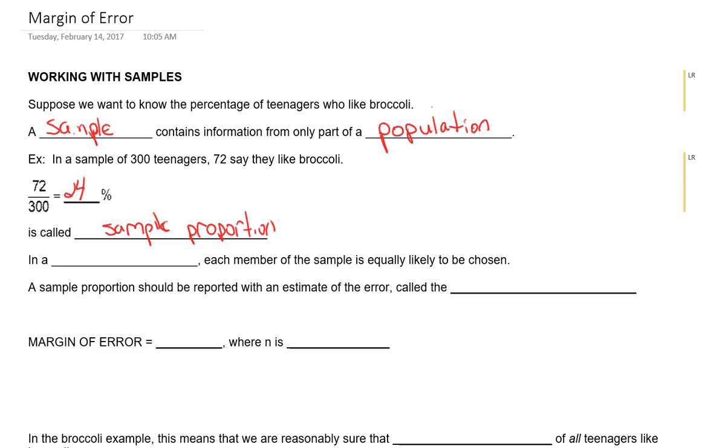Now, in a random sample, we're taking a simple random sample, so we call that an SRS. Simple random sample. Each member of the sample is equally likely to be chosen. And that's the best kind of sample, a simple random sample where everybody has an equally likely chance to be chosen. Whenever you're reporting a sample proportion, like that 24% up there, we should always report that with an estimate of the error, which we call the margin of error.